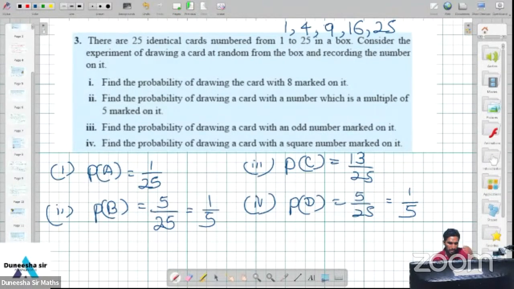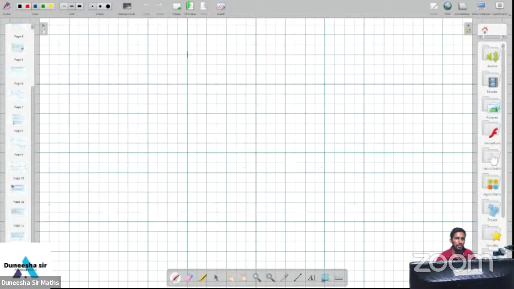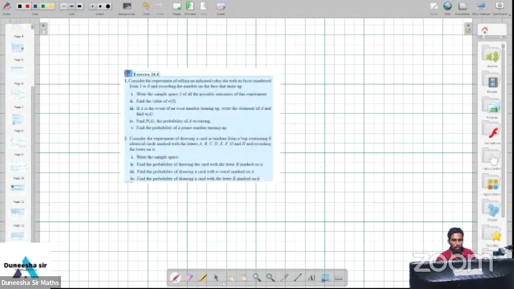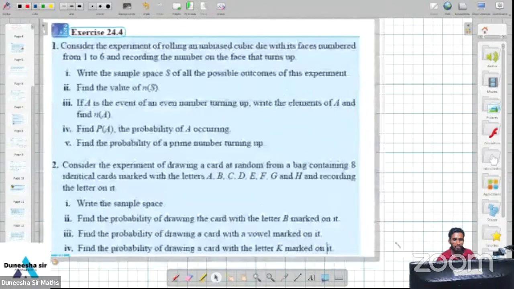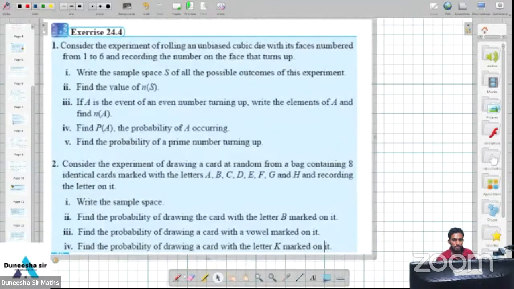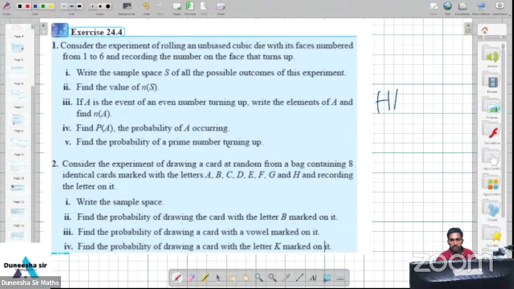If you finish, raise hand now. You are not raising hand, no? Okay. Now I am giving homework. First question and second question. First one and second one, 24.4.